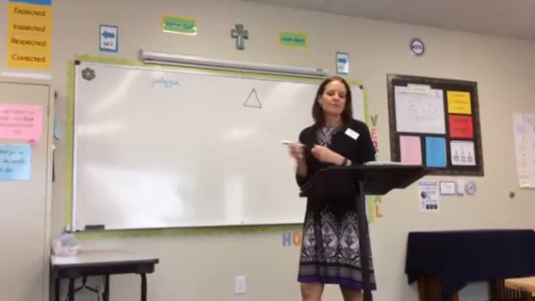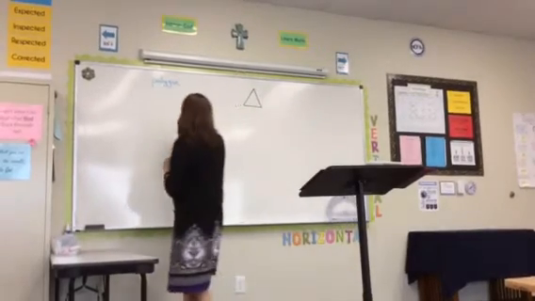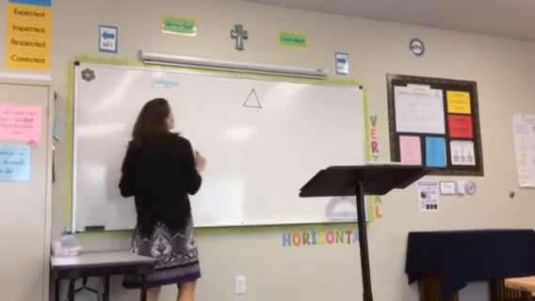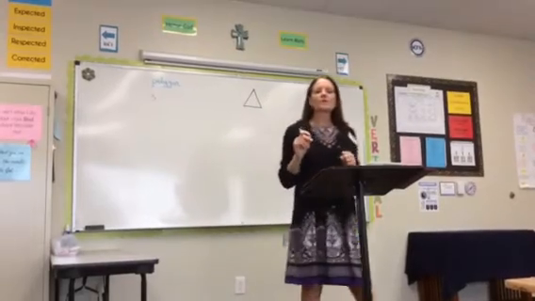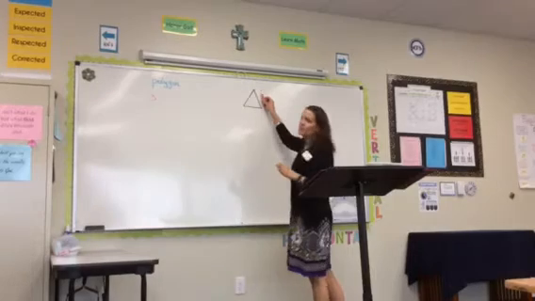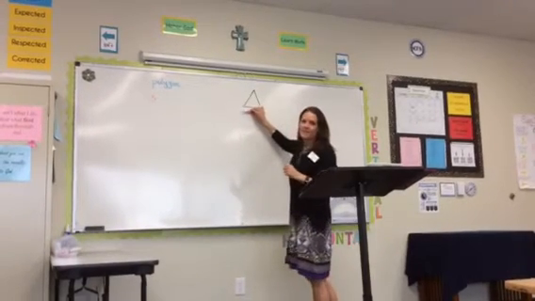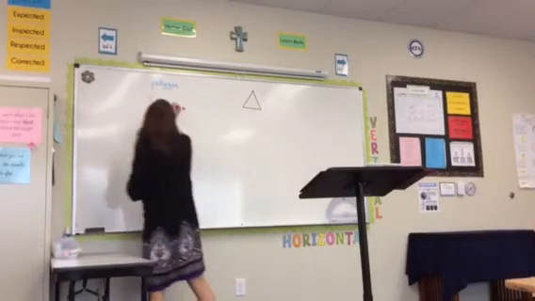A polygon, number one, is a plane figure formed by three or more line segments called sides. So this most simple polygon has three line segments. Each one of those is called a side.